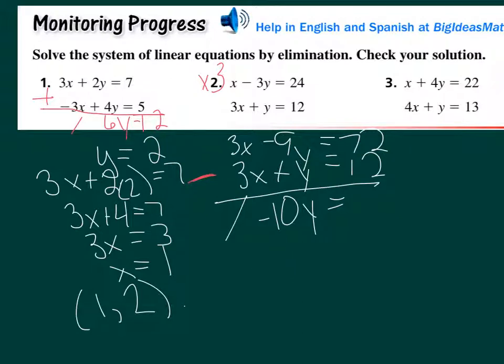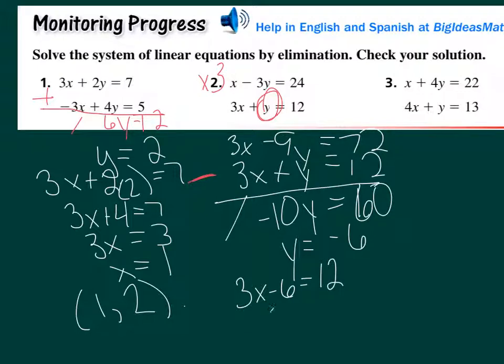Then I have negative 10y, and then I have 72 minus 12, and I get 60. So I find my solution, y is equal to negative 6. Then I plug that in. I'm going to plug it in up here in the second equation where y is all by itself. So I'm going to say 3x minus 6 is equal to 12. I have to add 6. I get 3x equals 18. And I get x equals 6. So my solution should be 6 comma negative 6.